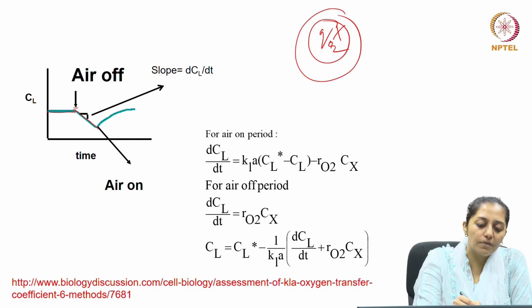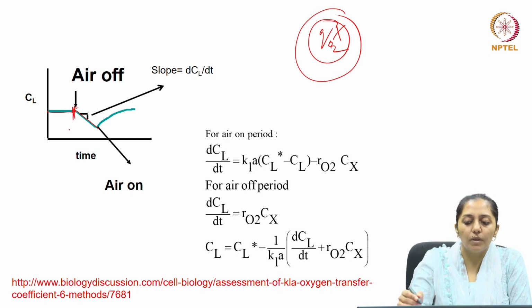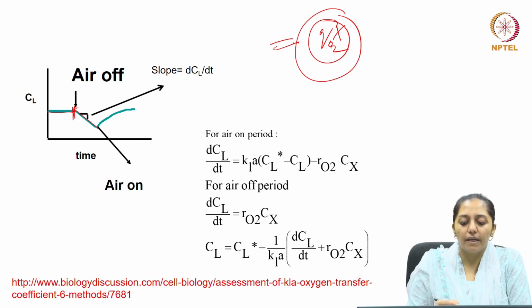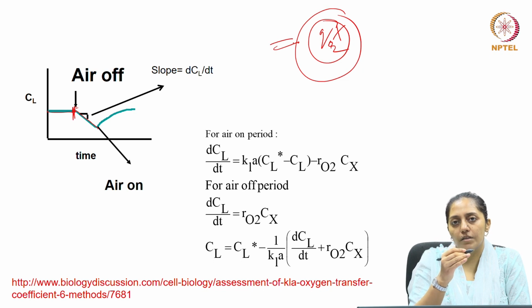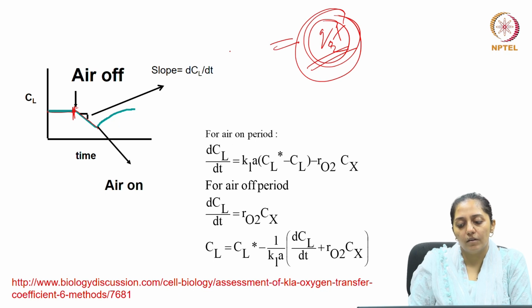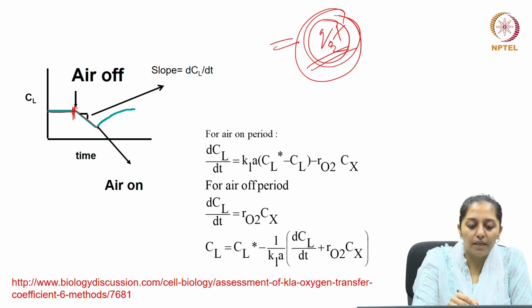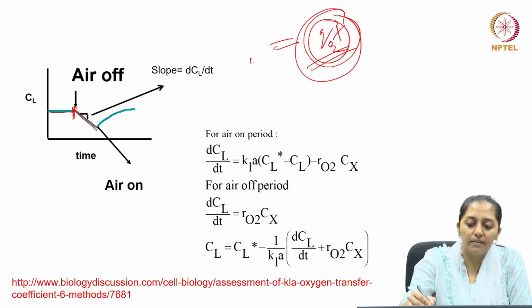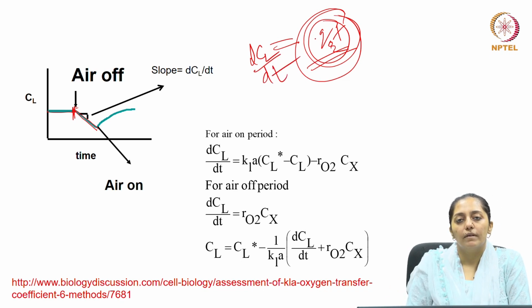Now, during this phase, when the air is cut off, there is only oxygen demand, but there is no oxygen transfer. So, the rate at which the oxygen in the bulk will be coming down, as shown here, will be linear, as Q0 O2 x is a constant. So, we can see it is a straight line, and this slope can give us the value of the oxygen demand.